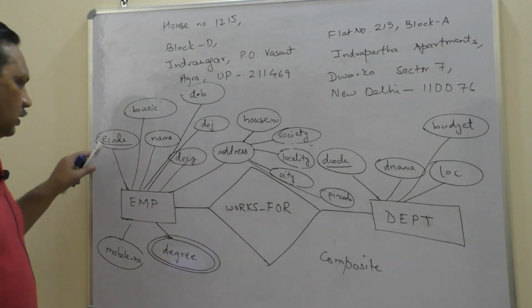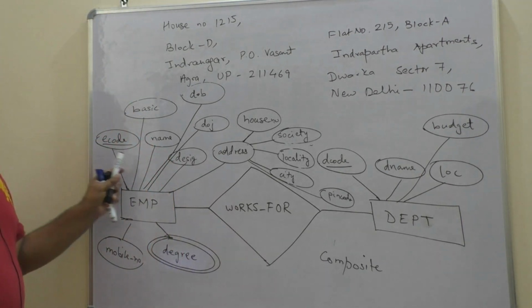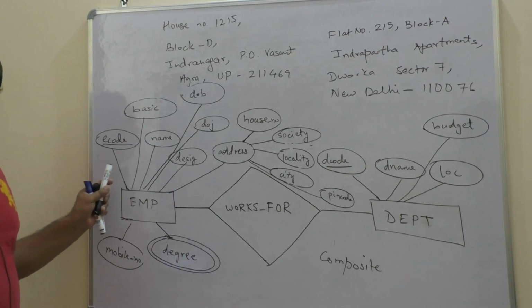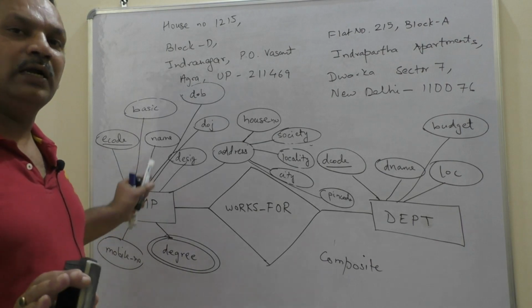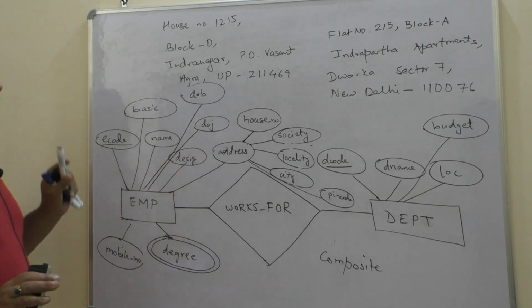And this is what? Key attribute. So why is it a key attribute? Because no two employees can have the same employee code. कोई भी दो employees का एक ही employee code नहीं हो सकता. इसलिए ये key attribute है.